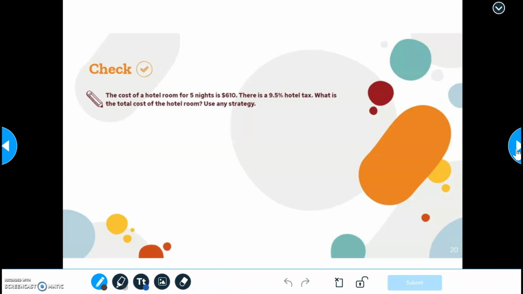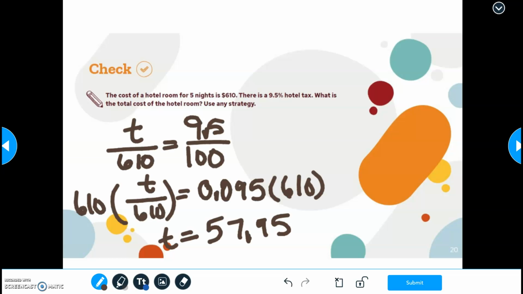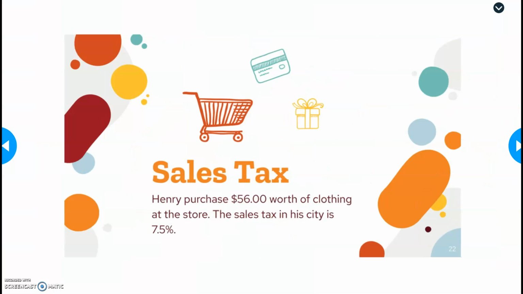You'll go to your next slide. Here is your check. Write your answer here. Come back to the video when you're done. So you can see that I solved using a proportion and then the properties of operations. I divided 9.5 by 100 and got 0.095, multiplied by 610 and got my answer of 57.95. Make sure you submit your answer.